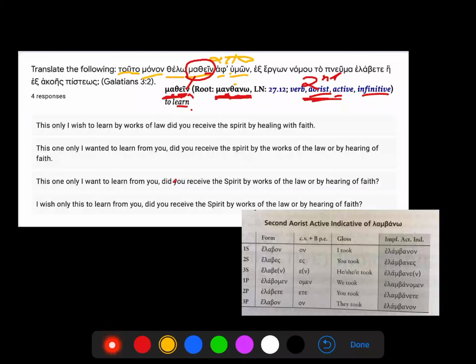Okay, so this only I want to learn from you. And notice here we're dealing with a question. Did you receive the Spirit from the works of the law or from hearing of faith? Did you receive the Spirit from works of law or from hearing of faith? And basically, you guys had a healing there instead of a hearing, but that was probably a typo.